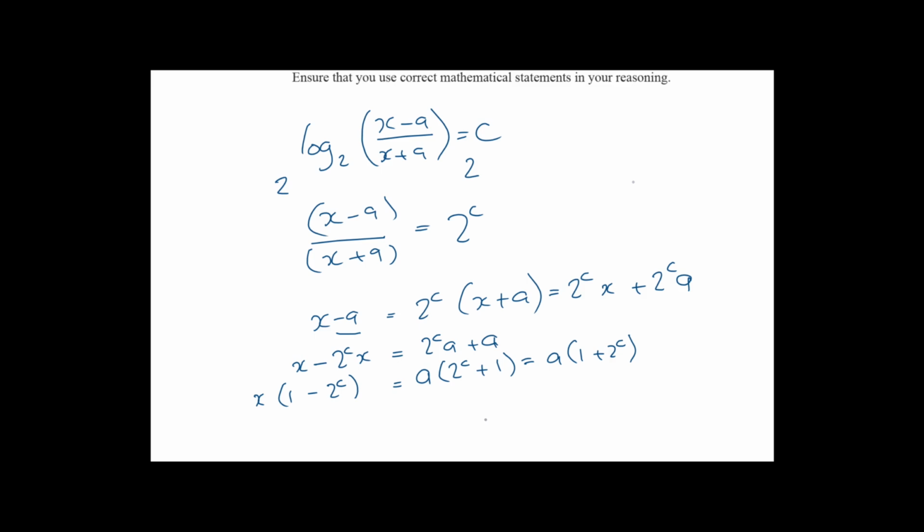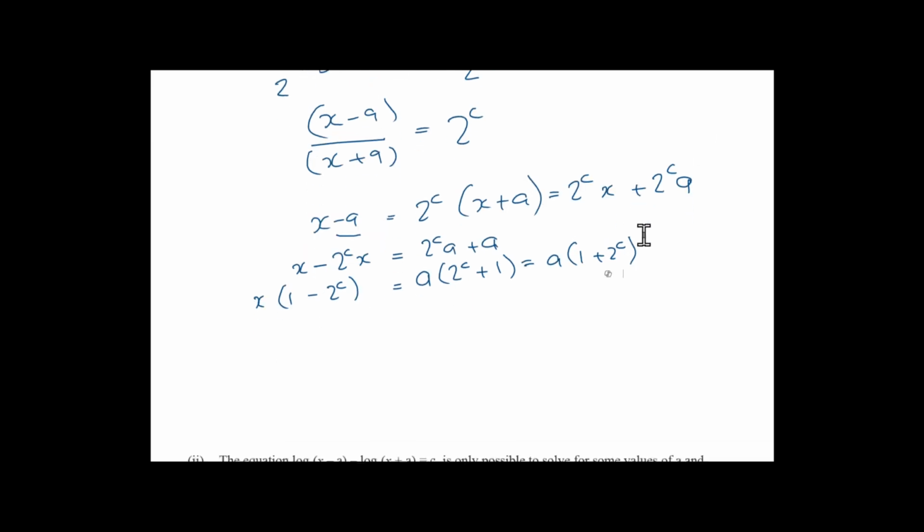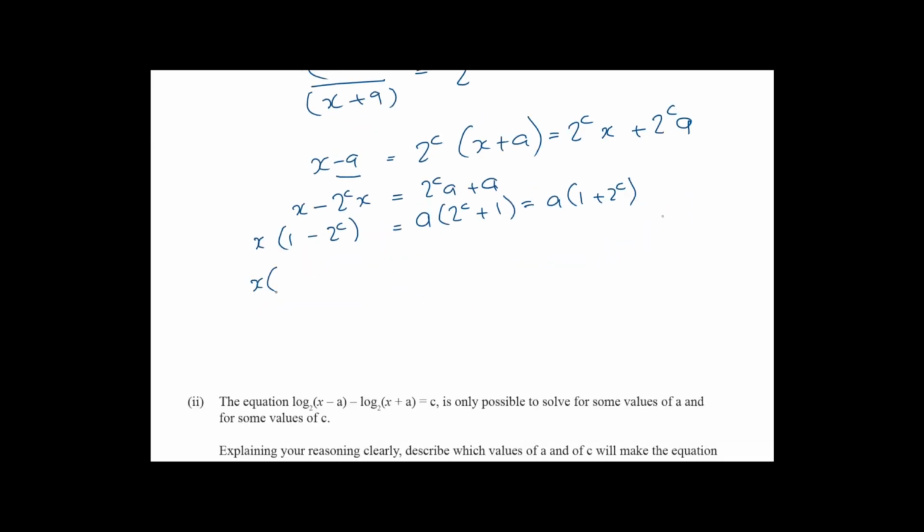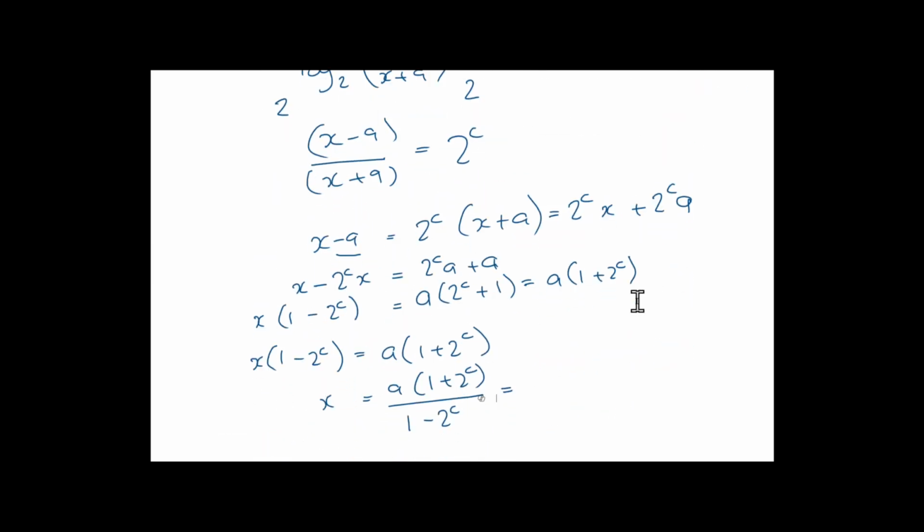So then we want to divide across. So at the moment we've got x times 1 minus 2 to the c equals a times 1 plus 2 to the c. Let's divide both sides over. X equals a times 1 plus 2 to the c over 1 minus 2 to the c. Now, is that already in the form that we want? Plus, minus, yes it is. So we can just bring that a in front the way that they have it in the question. There you go. Good algebra question, actually.